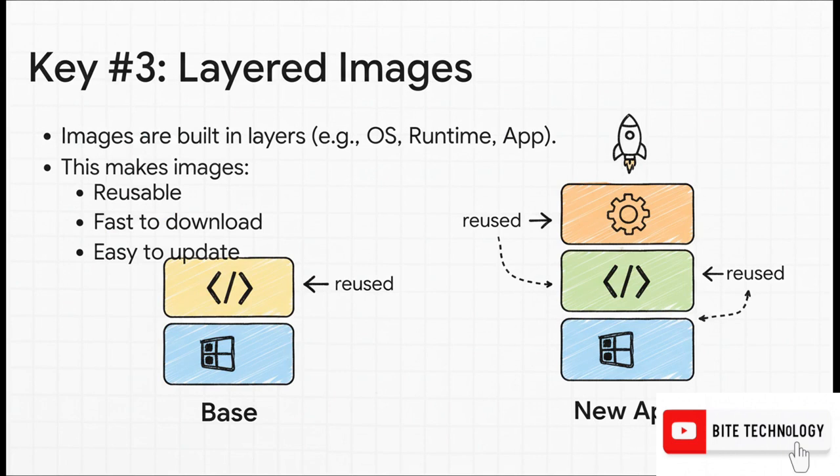And the final piece of this puzzle is the union file system. This is what makes containers so incredibly efficient. See, instead of being one giant clunky file, container images are built in layers, kind of like a cake. You might have a base layer for the operating system, then another layer for the programming language, and then a thin layer on top with your actual app code. These layers can be reused and shared, which makes building, downloading, and updating containers unbelievably fast.